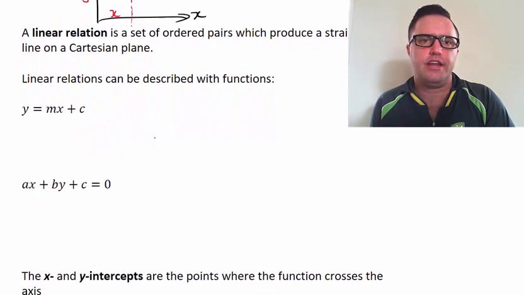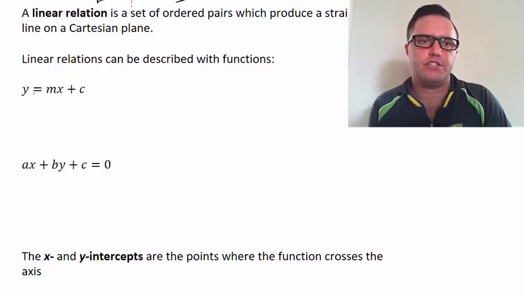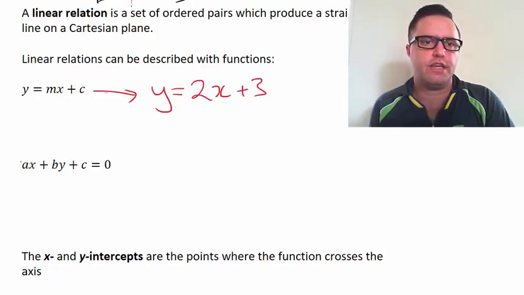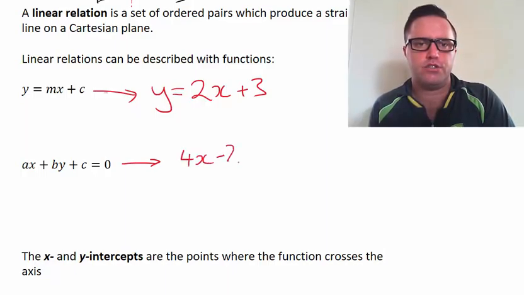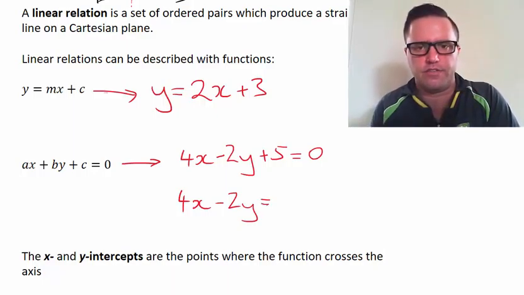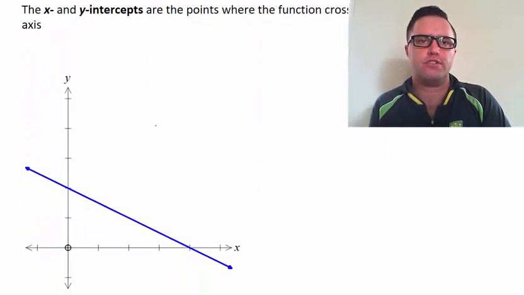Alright, a linear relation is a set of ordered pairs which would produce a straight line on a Cartesian plane. So linear relations can be described with a couple of different functions. So we've got y equals mx plus c, and so this might be if you see a function that is y equals, as I talked about before, 2x plus 3. So that's in that one form. You can also have it in this form here, ax plus by plus c equals 0, which can look like 4x minus 2y plus 5 equals 0, or sometimes this 5 is on the other side, in which case that would be 4x minus 2y equals negative 5.